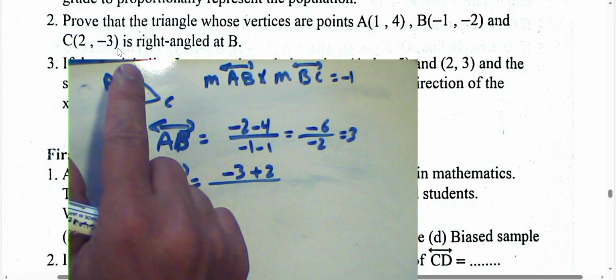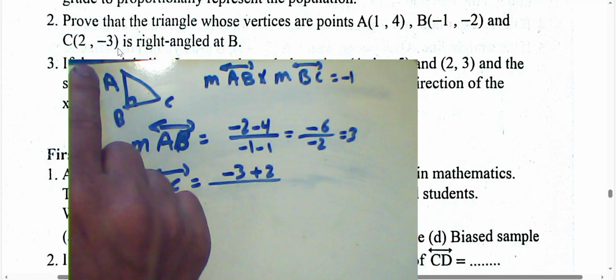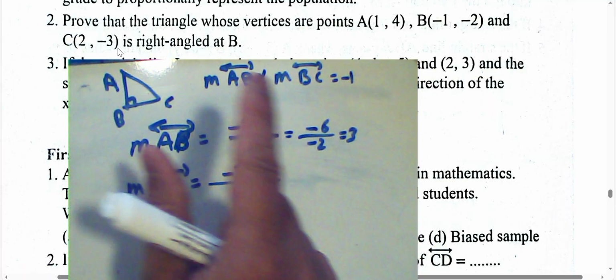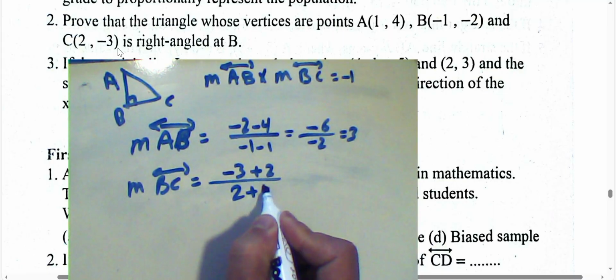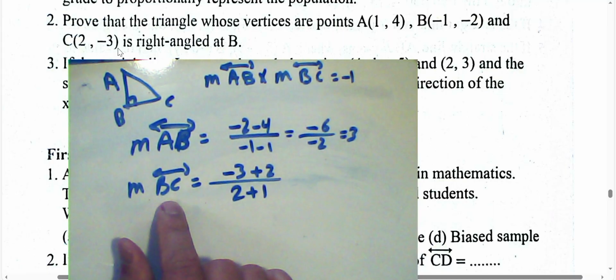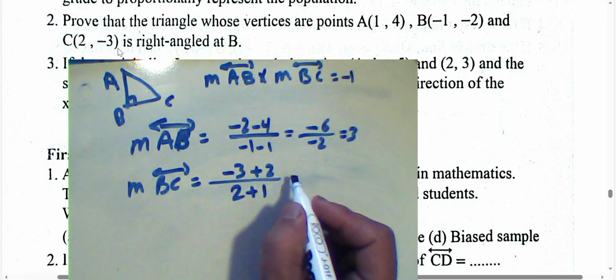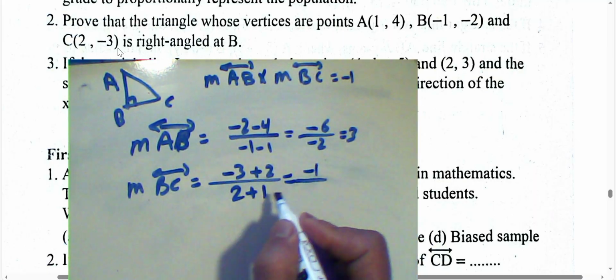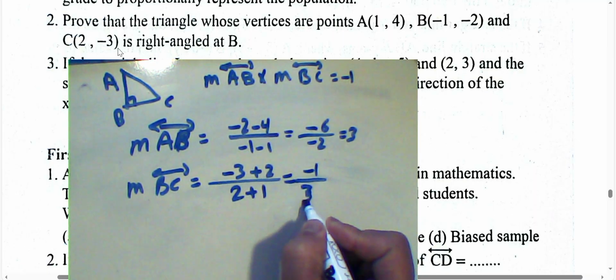But if you start from negative 3, you must also start with x2 minus x1 for C. Okay, 2 minus 1, it will be 2 plus 1. Okay, we now find the slope of BC. We can write negative 3 plus 2 equal negative 1, 2 plus 1, 3. Then we have negative 1 over 3.